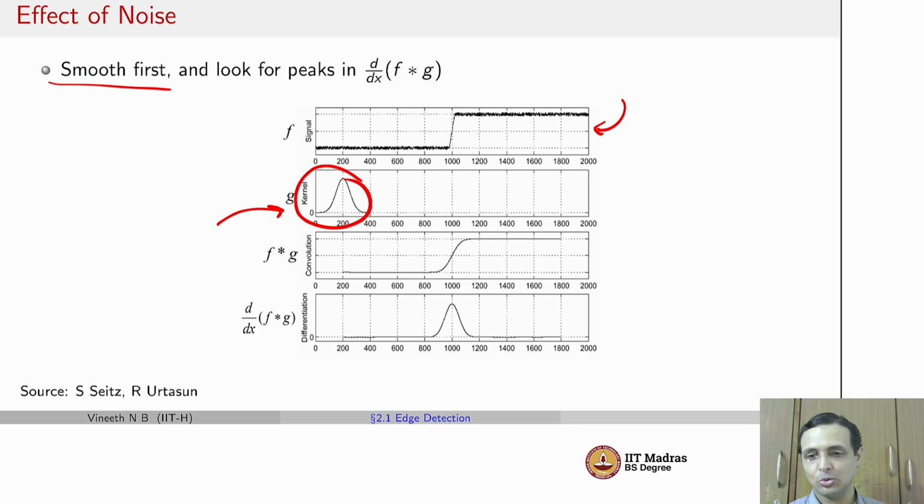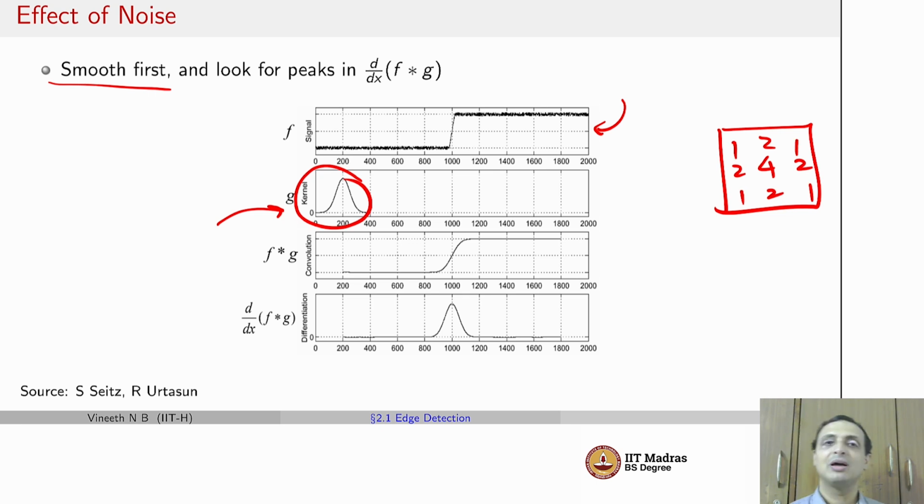Remember, we've already seen what a two-dimensional Gaussian filter looks like. We've seen it as 4, 2, 2, 2, 2, 1, and so on. We've seen that as a Gaussian filter earlier. So in this case, on this image, it's going to be a one-dimensional Gaussian filter. We convolve the image with that one-dimensional Gaussian filter, and the output would then be something like this.